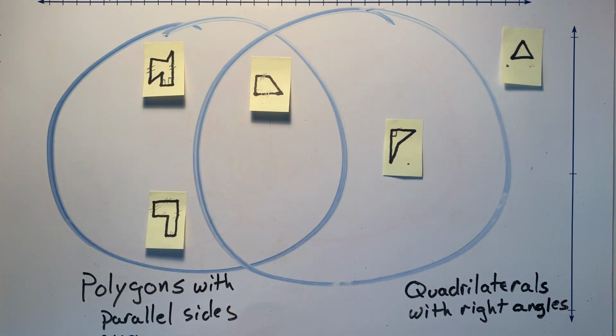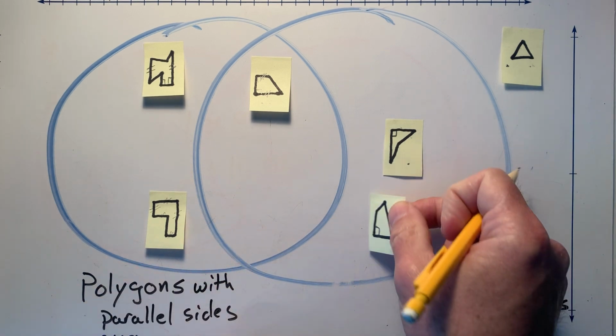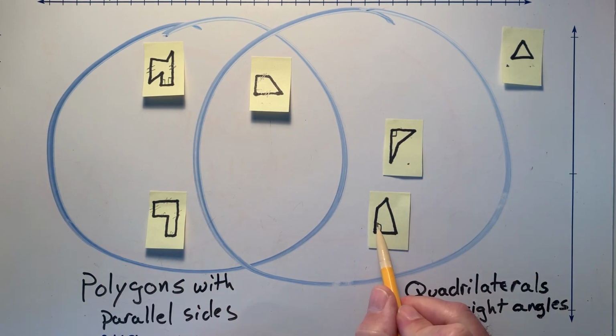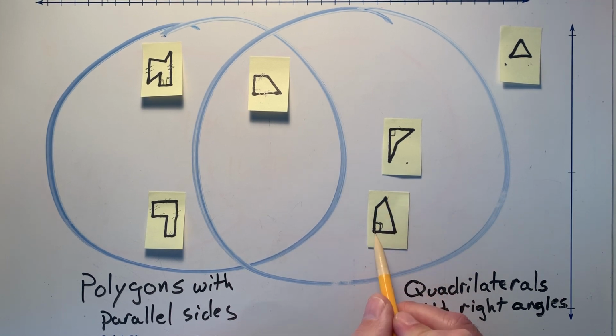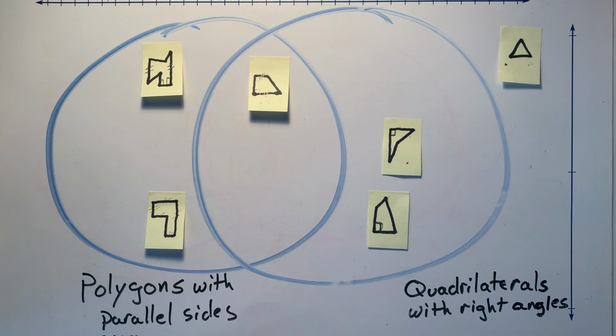And a few more shapes here. I see this shape here has a right angle, and I will place these in. This is a quadrilateral with a right angle right here. 1, 2, 3, 4 sides, but it doesn't have any parallel sides. No sides are parallel, so it would just stay inside this circle.